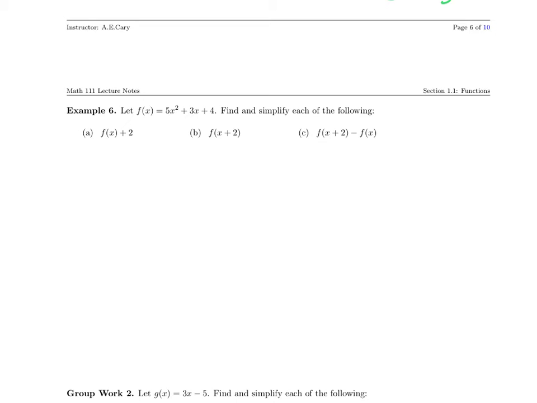Here we are, page 8, example 6. We're only going to be doing half of this page. We are going to save group work 2 until tomorrow. So this is our last example with A, B, and C.